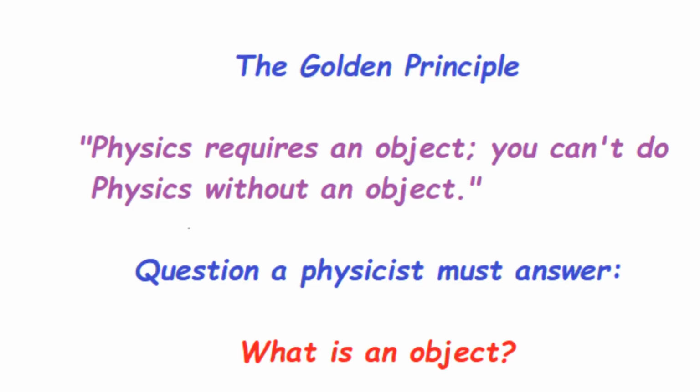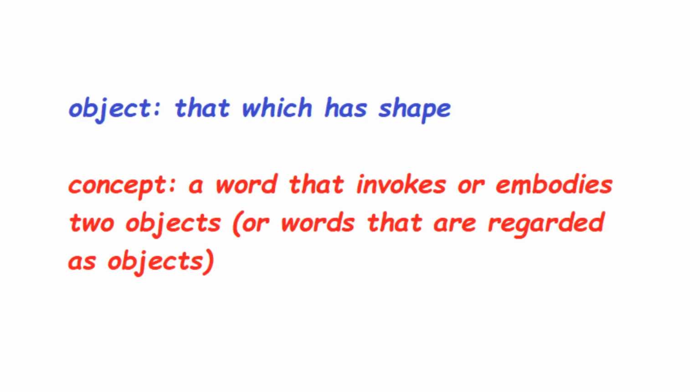And if you don't put an object, you're doing physics with spirits. That's what you're doing. And if you put a concept, you're doing irrational physics. So the golden principle is non-negotiable. And then, of course, if you need an object to do physics, the next step is you need to define what an object is, and especially you need to distinguish it from what a concept is. So we say that an object is that which has shape. That's what an object is. What is a concept? A word that invokes or embodies two objects, or words that are treated as objects. Okay? So you need to define the word object before you define what a concept is.